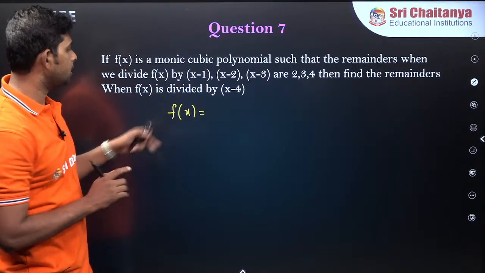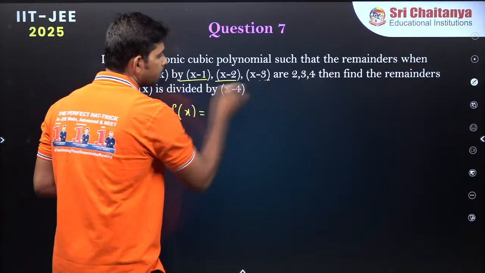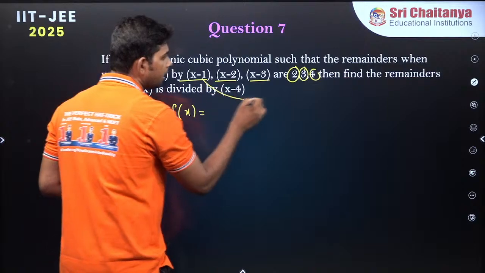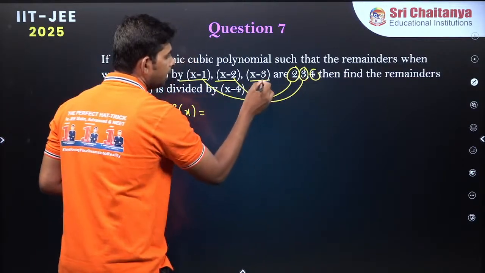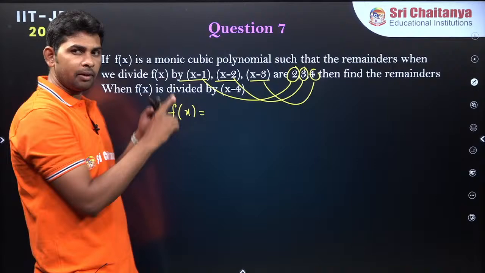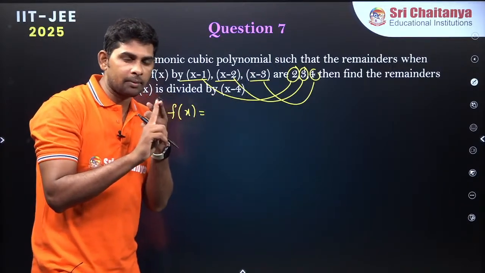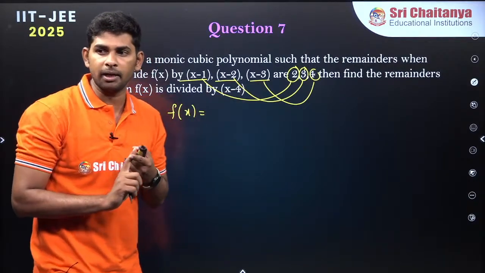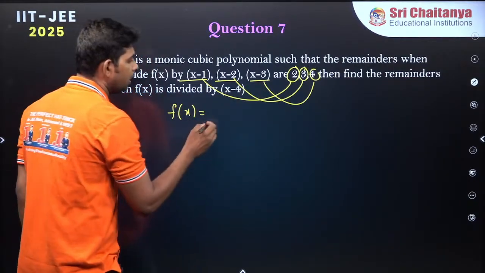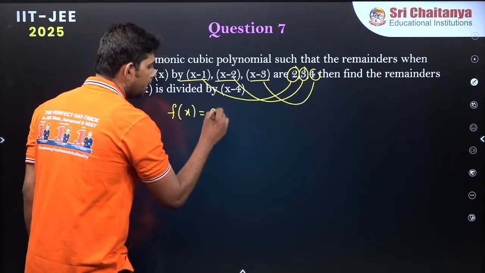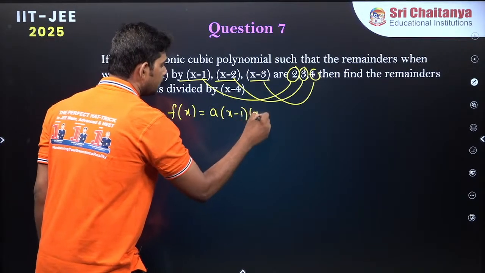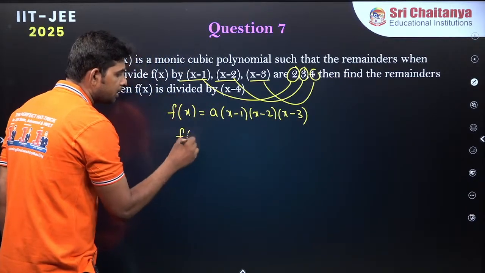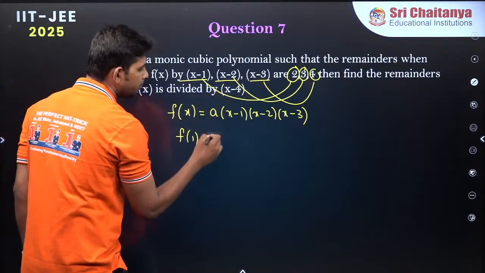Now f of x is divided by x minus 1, x minus 2, x minus 3. What are the remainders that we are getting? 2, 3, 4. When we take 1, this is 2; when we take 2, 3; and when we take 3, 4. So there is a connection between them: one number is increased each time. Let us see f of x, why don't I write here a into (x minus 1)(x minus 2)(x minus 3). Now when we substitute, f of 1 is given by 2 because that is the remainder.